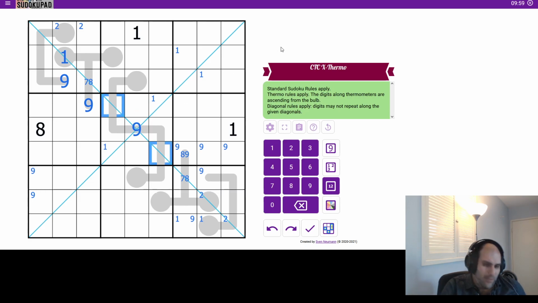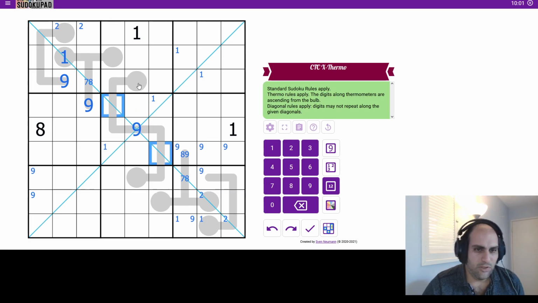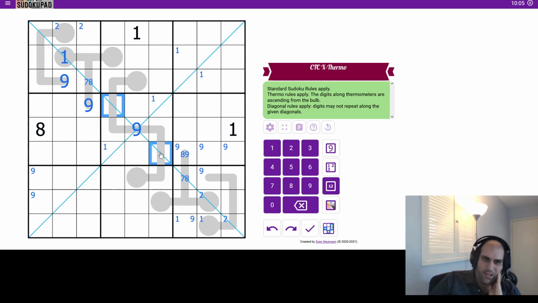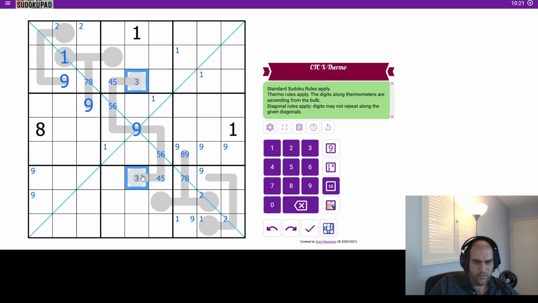Let's think about these squares. I think these are going to put pressure on these bulbs here, right? Because there's a number 5 or smaller in one of them. Because let's make these as big as possible. That would be 5, 6, 4, 5, 3, 4. Something like this.